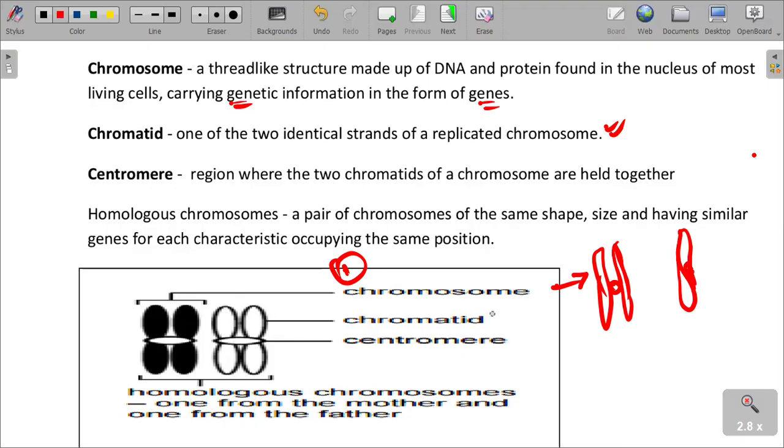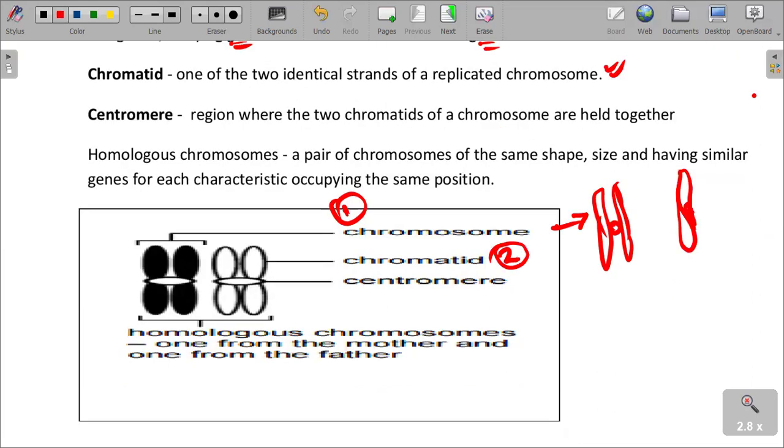As you can see here, the chromatide is given there. So in exam, sometimes you shall find that a question would come asking you to label the following: X, Y, Z. X is the chromosome, Y is the chromatide, Z is the centromere. So the centromere is actually the region where two chromatides of a chromosome are held together.